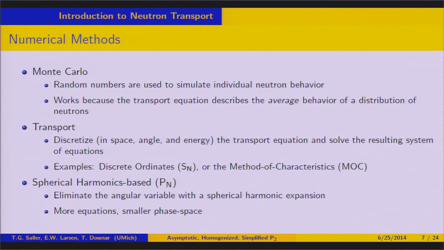And so then you still have to discretize the equation after you do that, but you have a smaller phase space because you don't have to worry about angle anymore. And you're left with more equations to solve. There are a couple more.